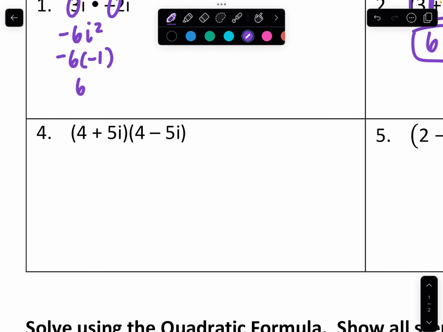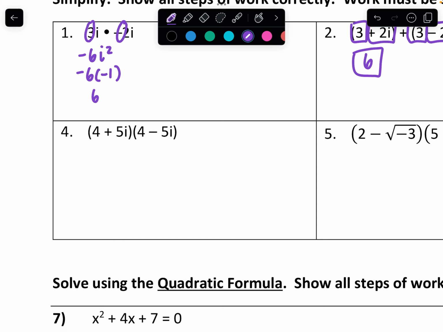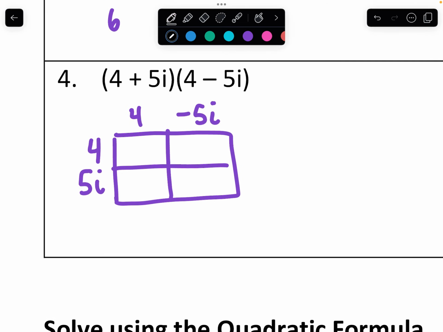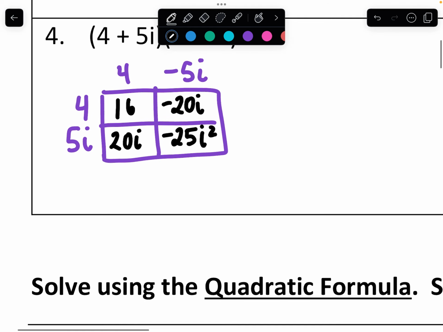This next one, we are multiplying, and so it helps to organize it using a box rather than just FOIL. And so 4 plus 5i, and then 4 minus 5i. You have to write the negative. And so 4 times 4 is 16, 4 times -5i is -20i, and then there's i. 5i times 4 is 20i. With the i, 5i times -5i is -25, and then i squared.